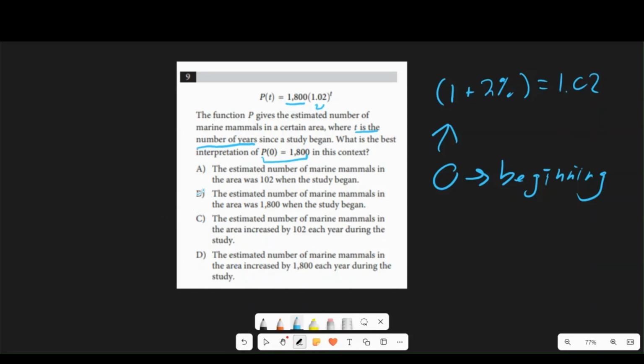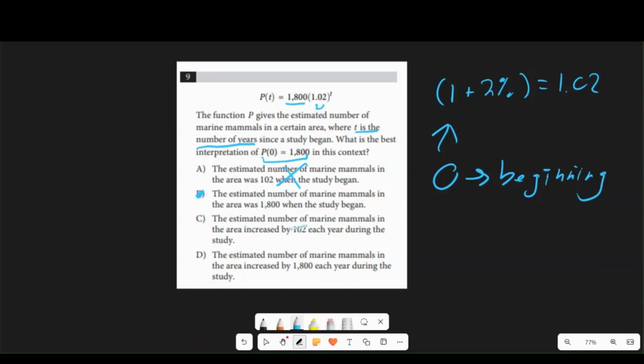Looking through these, we know that B is the only one that shows that the estimated number of mammals in the area was 1800 at year 0. Let's read through some of these just to see why they don't work. So let's look at A: the estimated number of marine mammals in the area was 102. Not really, because there is not a 102 in here. If you thought this was 102, that's 1.02, and that just represents the rate of increase. So it has nothing to do with the actual number of marine mammals when the study began. This is more just the rate of increase year over year. So that's why this one is wrong.